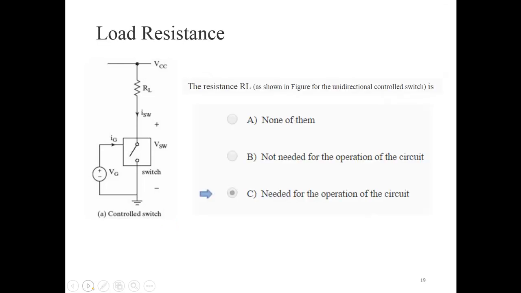Now if somebody asks about the load resistance in the unidirectional switch, do you need the load resistance? That's the question. It's common sense. Yes, we need it. Otherwise, what will happen? If you don't have any load resistance and you turn on the switch, ideally there will be a very small voltage. If you have 100 volts here, the current will be almost infinite, so you need a load resistance to limit the current. You need it for good operation of a controllable circuit. Otherwise, it's not practical. The answer is that it is needed for the operation of the circuit.